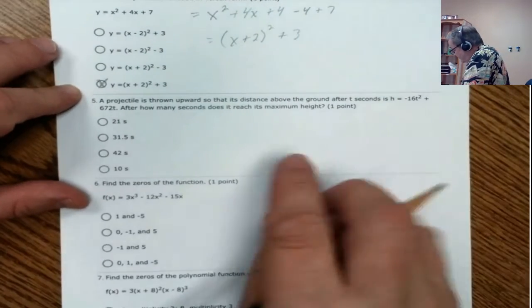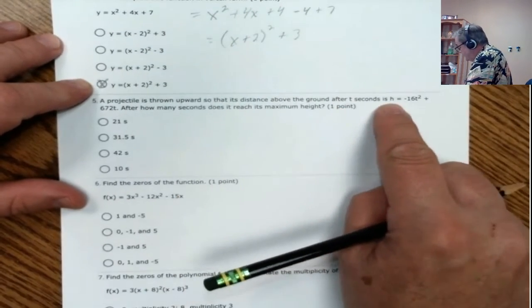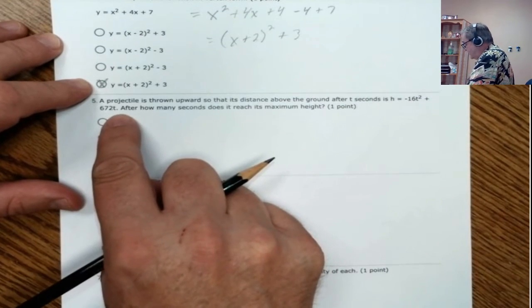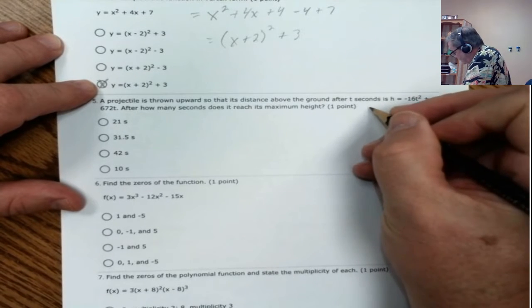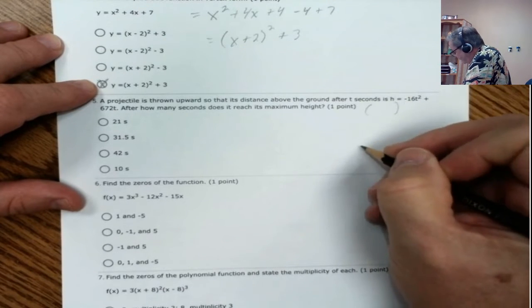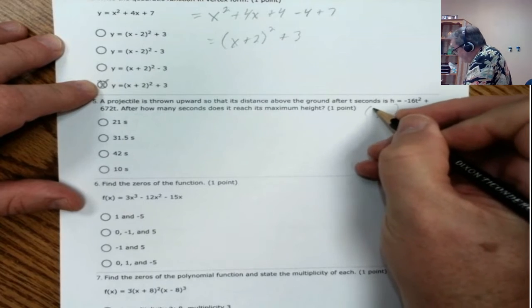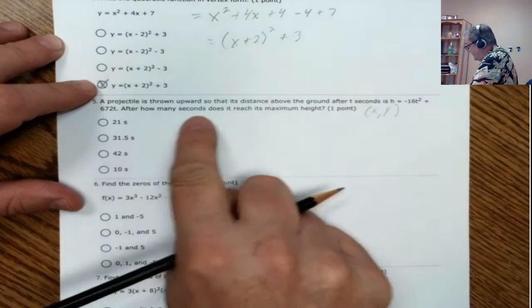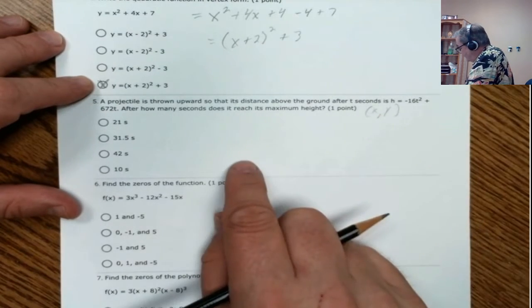All right, a projectile is thrown upward, so its distance above the ground after t seconds is h equals negative 16t squared plus 672t. After how many seconds does it reach its maximum height? That would be the vertex if we were graphing it. What is the vertex? The seconds would be the x part of that, and the y would be the maximum height. So we just need to find the x coordinate of the vertex for this equation.